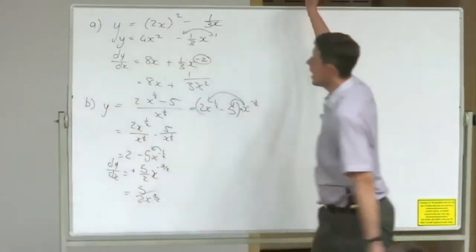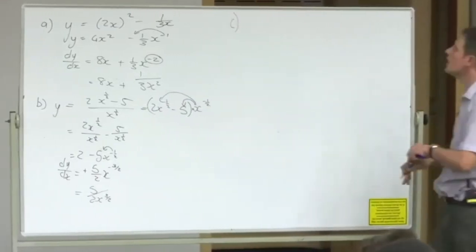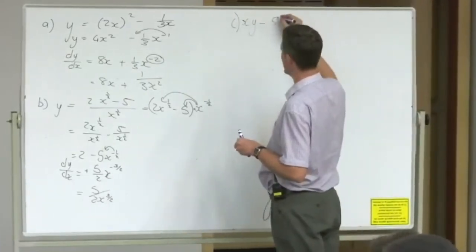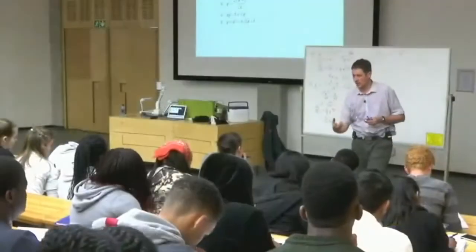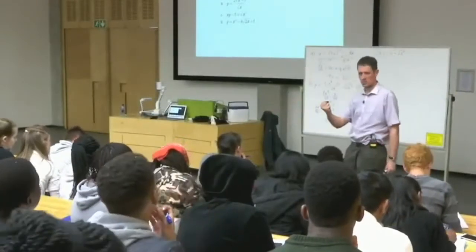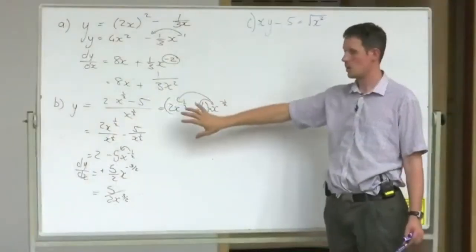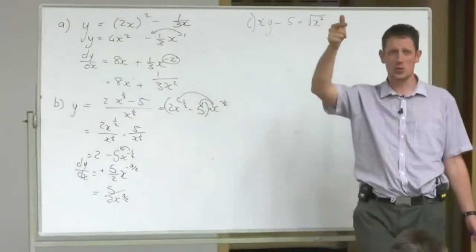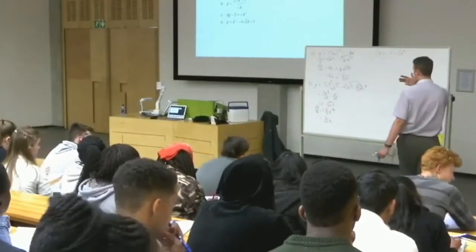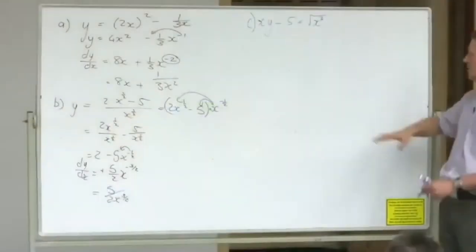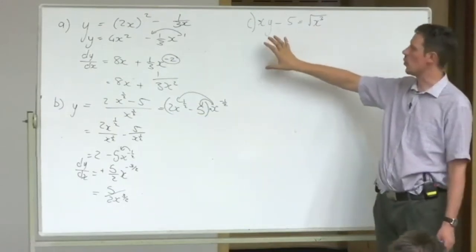If I now look at question C, one of our fan favorites, xy minus 5 equals root x to the 3. Now, I just want to quickly say this. For those of you that have AP maths, you should be able to do these by using product rule, quotient rule, chain rule, implicit differentiation. Oh, yes, I forgot that one. This one I would expect you to be able to do by using implicit differentiation because y is not the subject.